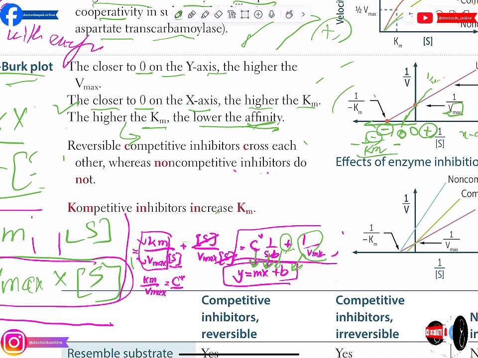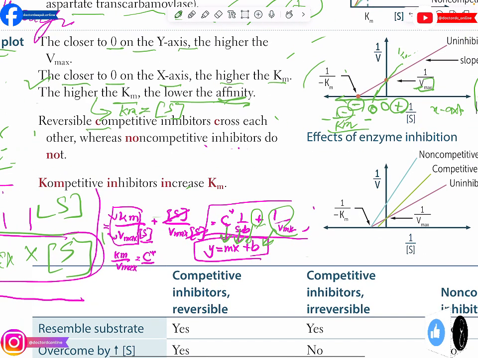And in the case where Km is equal to the substrate concentration, fine. Reversible competitive inhibitors cross each other on the plot, whereas non-competitive inhibitors do not. That is the competitive and non-competitive inhibitors. We will talk about the inhibitors in our next lecture, but simply I will tell you about this.